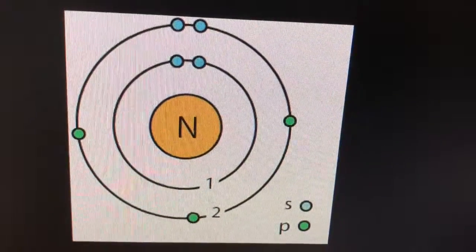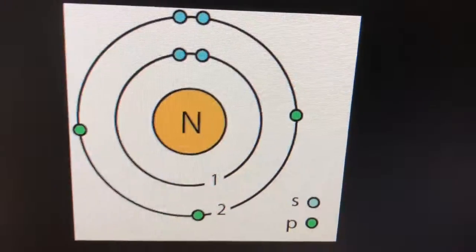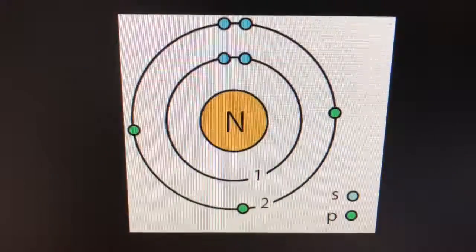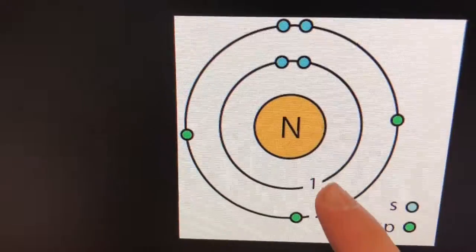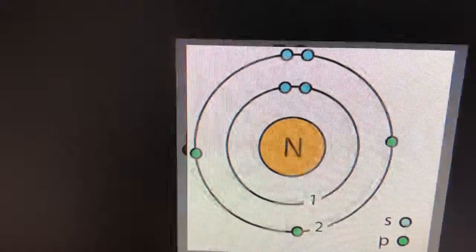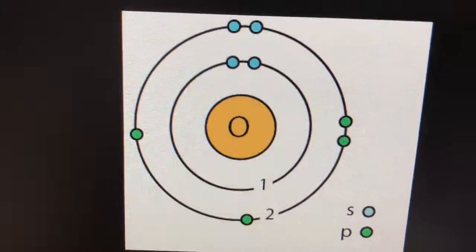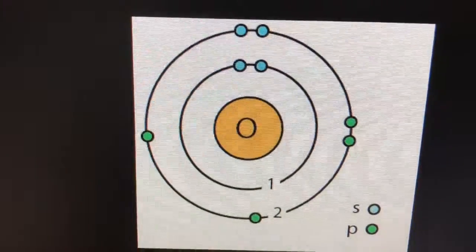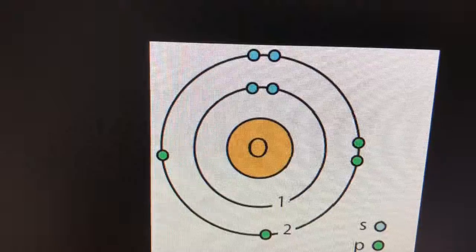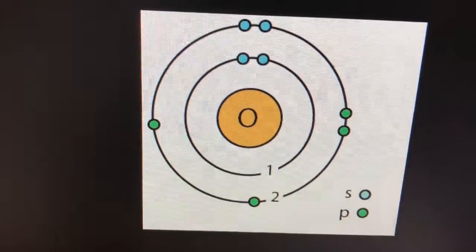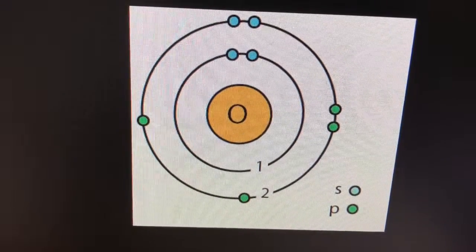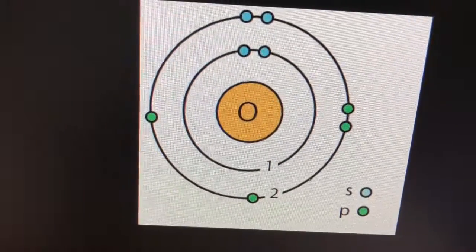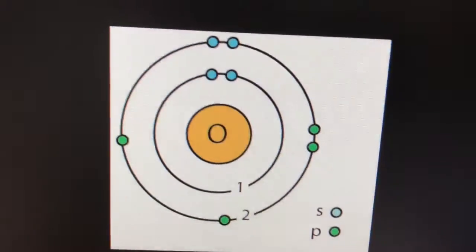Nitrogen has no difference in electron shielding than oxygen because nitrogen only has 1 complete shell, just like oxygen, which only has 1 complete shell. The difference is oxygen has 1 more proton than nitrogen does, so the attractive force is much greater in oxygen, pulling the electrons closer, reducing the size of the atom.